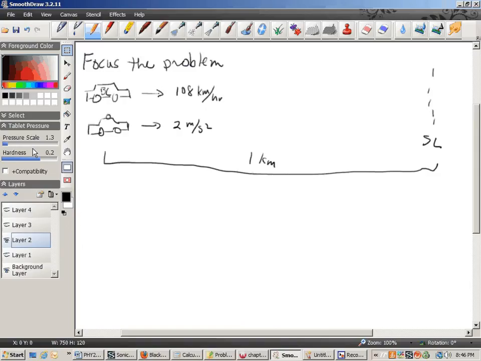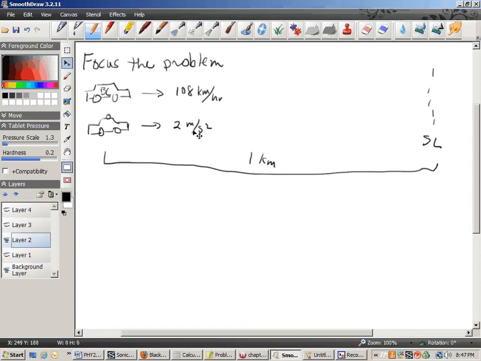Okay, let's start by focusing the problem. What I show is a picture of the car driven by Bonnie and Clyde. It's moving at 108 kilometers per hour, and the cop car is moving at 2 meters per second squared.